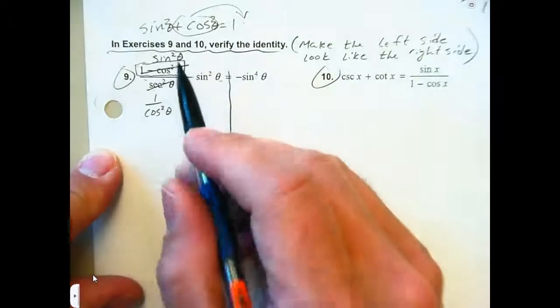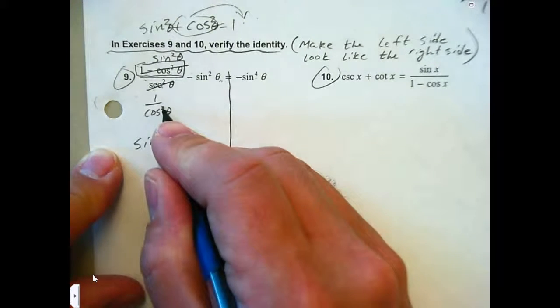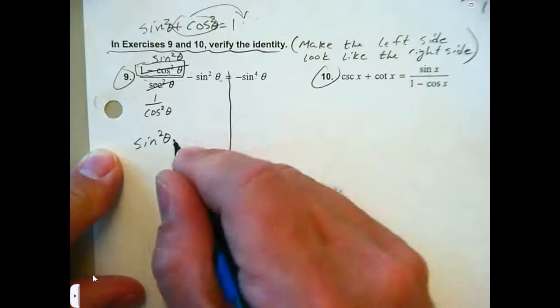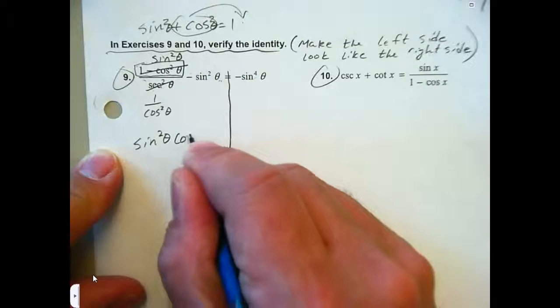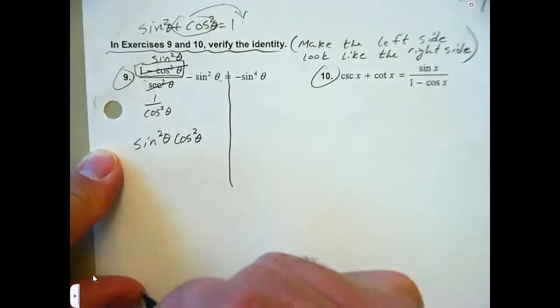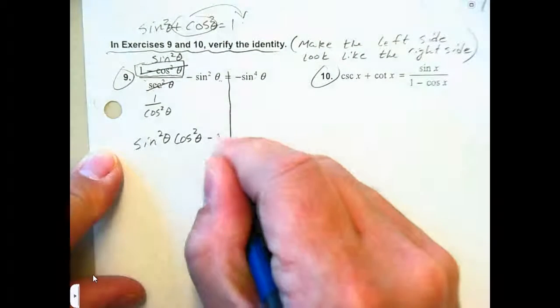Which allows me then to take sine squared theta and divide it by 1 over cos squared theta, which is the same as multiplying by the reciprocal, which gives me cos squared theta on top, and subtract sine squared theta.